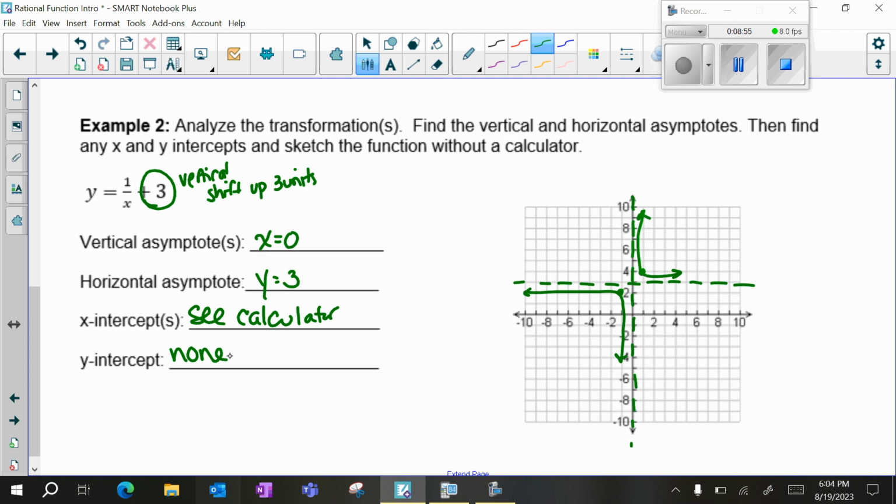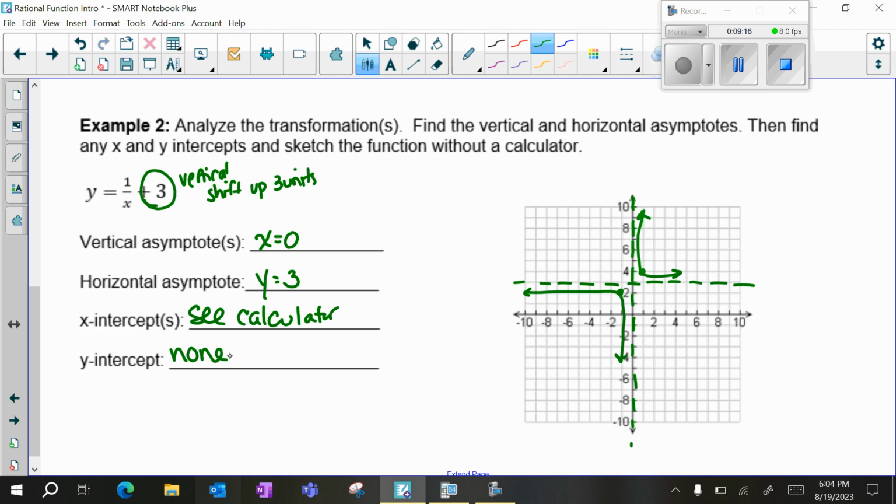Now, to find these where I wrote see the calculator, you could substitute for x equals 0 or y equals 0, depending on what we're looking for, which we'll talk more about tomorrow. You could also use your calculator by finding and using the second trace button and calculating. But right now, we just want to focus on our shifts and our asymptotes.